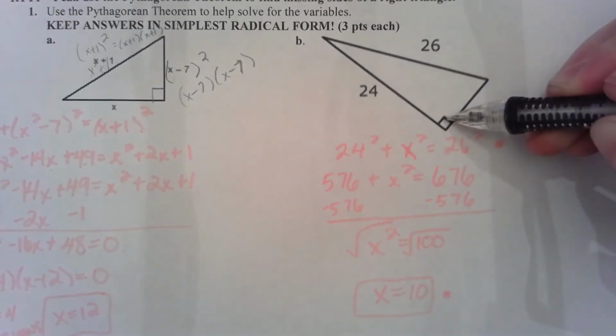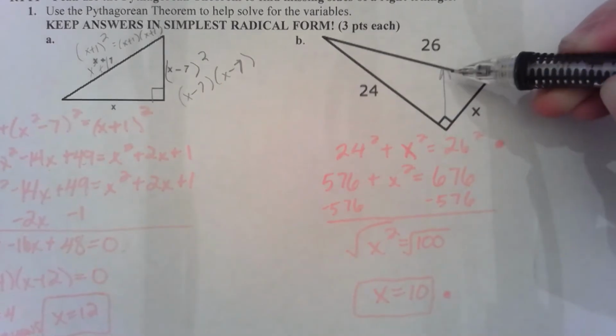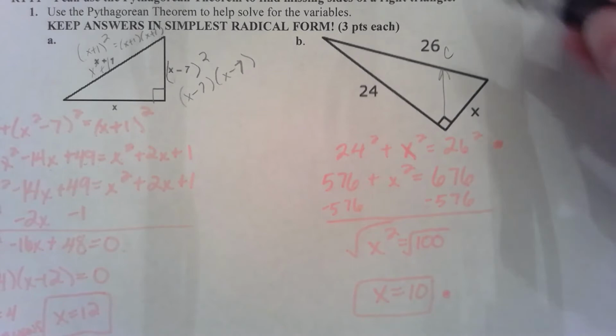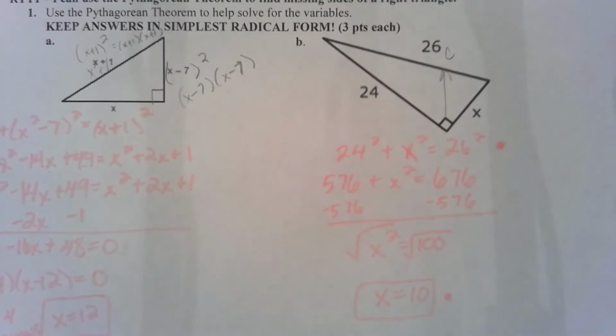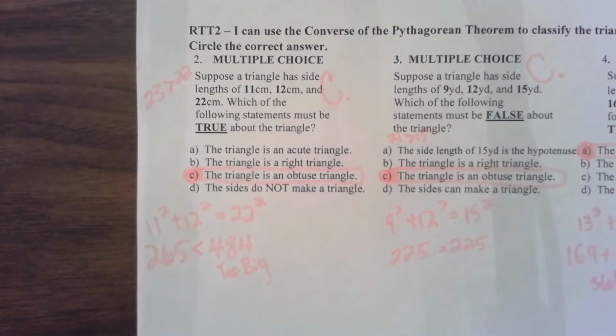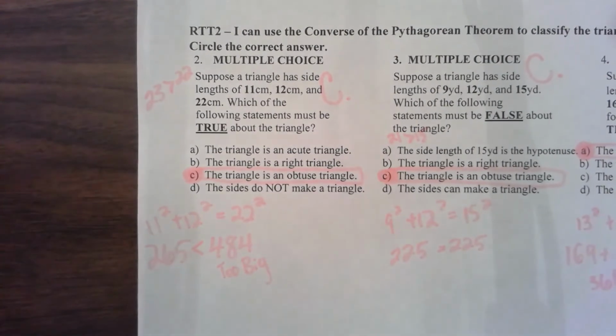Remember that the C side is across from the 90-degree angle. So the C side would have been 26. So you should have done x squared plus 24 squared is equal to 26 squared. So 24 squared was 576, 26 squared was 676, subtract, you get 100, the square root of 100 is 10. Okay? Okay, moving on to the reverse of Pythagorean theorem.